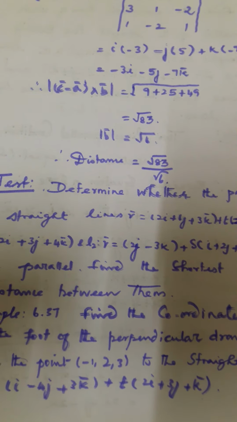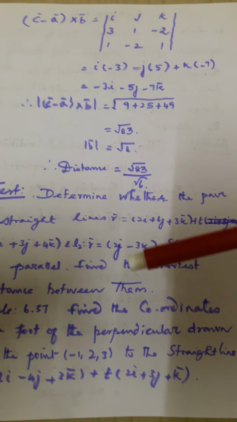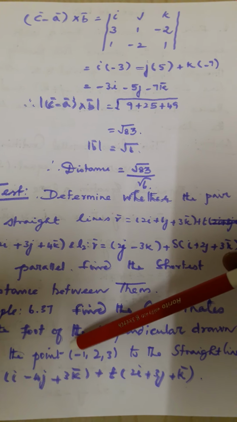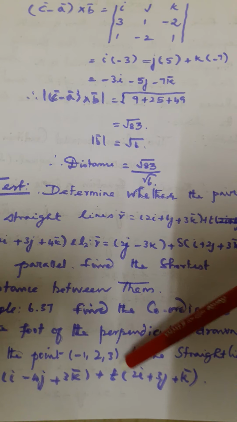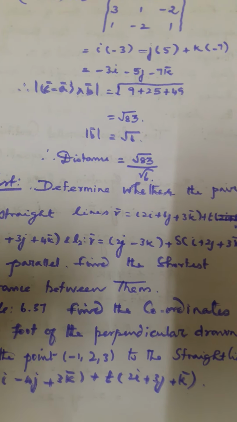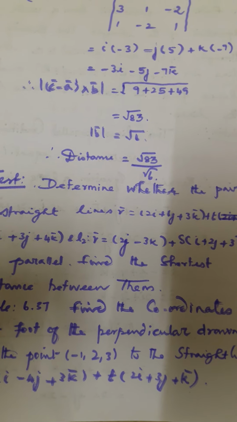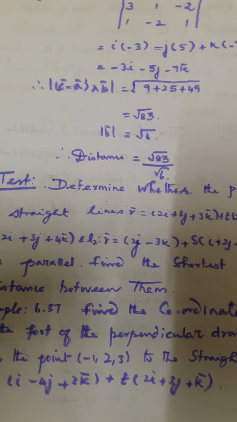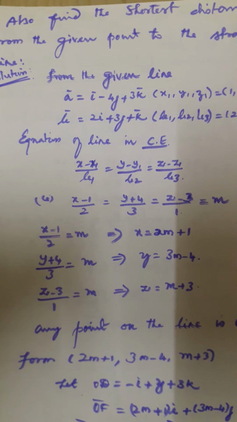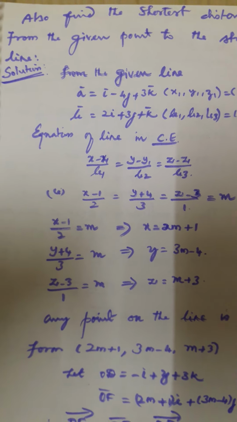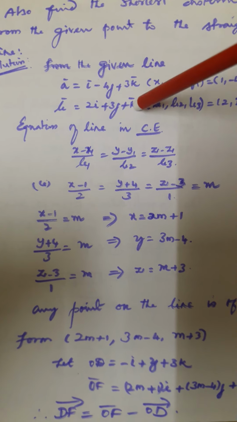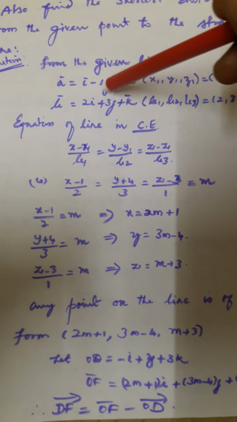Okay, now one more important 5-mark example question. Find the coordinates of the foot of the perpendicular drawn from the point (-1, 2, 3) to the straight line. So we have to find one point on the line using the given line. Also find the shortest distance from the given point to the straight line. Both we have to find out. So from the given line we can take the point and the vector. Okay, I have given it in the Cartesian and vector form.